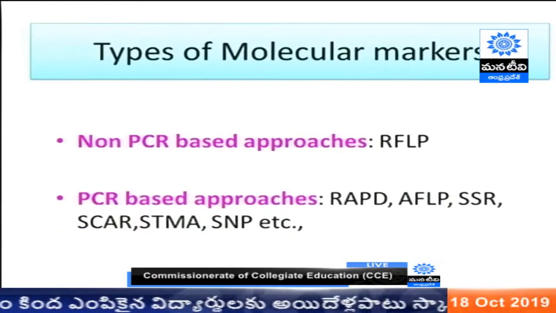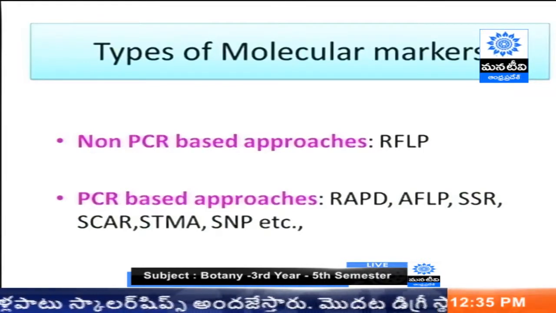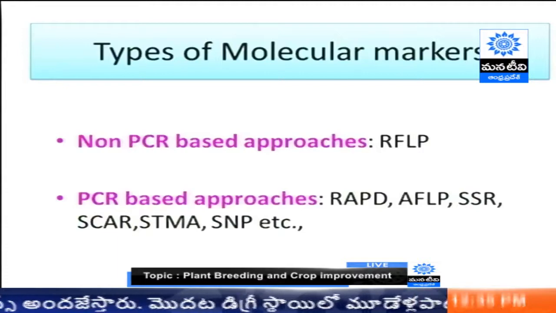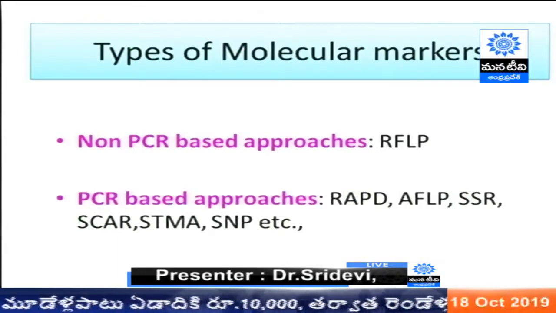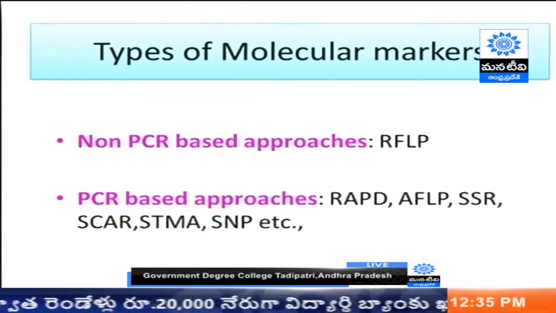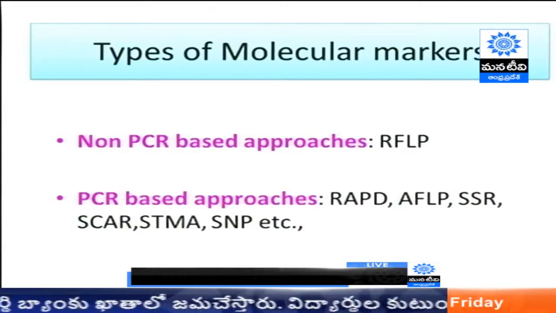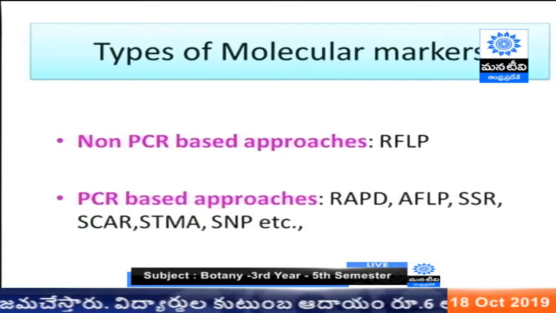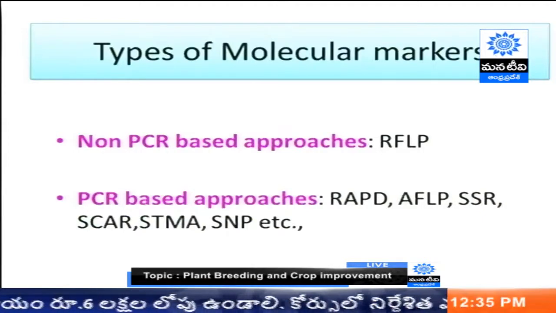There are two types of DNA molecular markers available: non-PCR based approaches and PCR based approaches. In non-PCR based approaches, RFLP is there. In PCR based approaches, several molecular markers are available today: RAPD, AFLP, SSR, SCAR, STMS and SNP, etc.